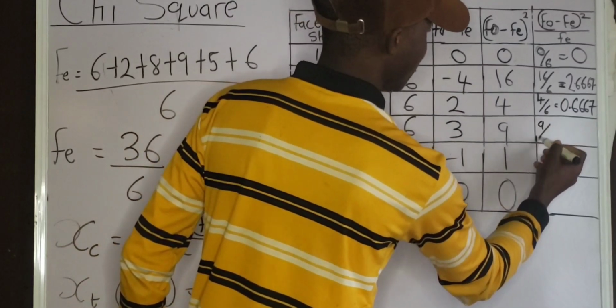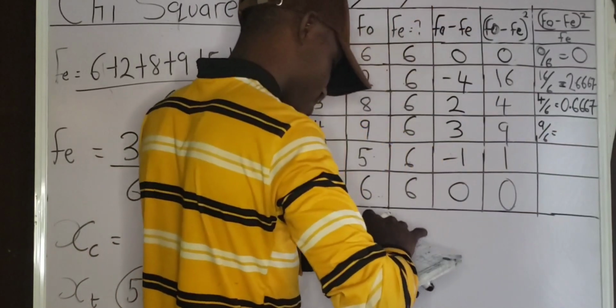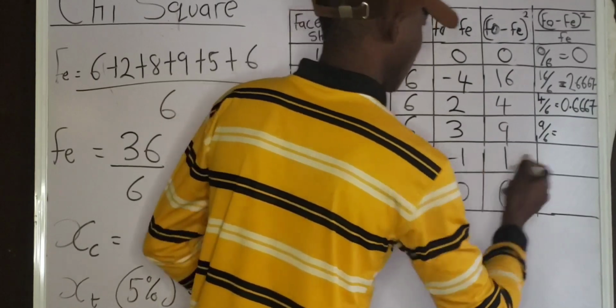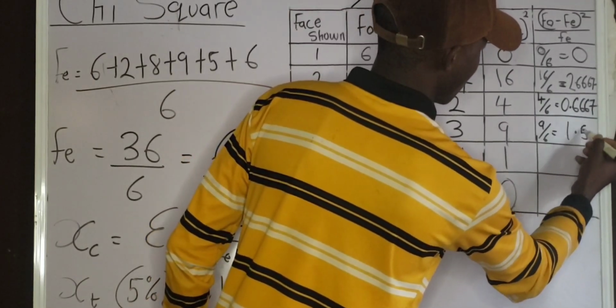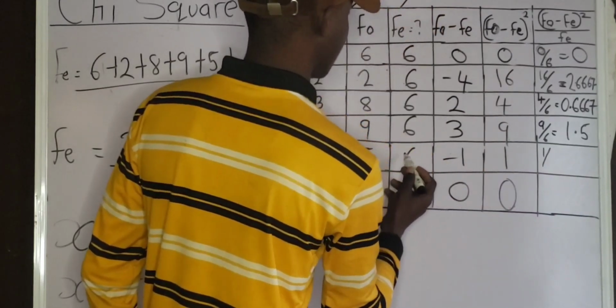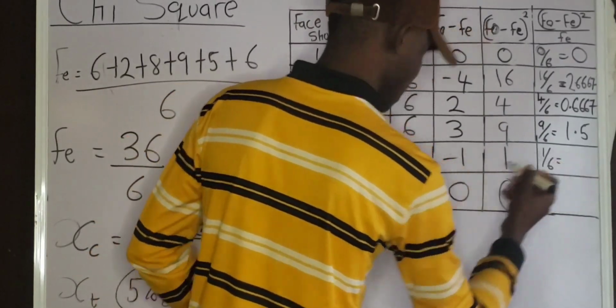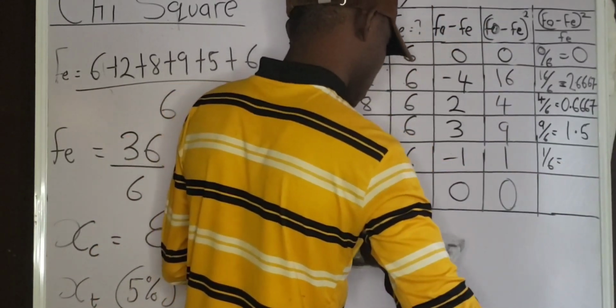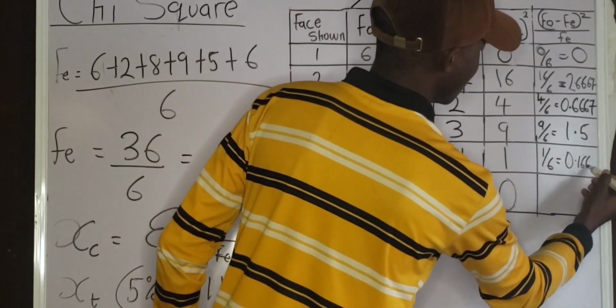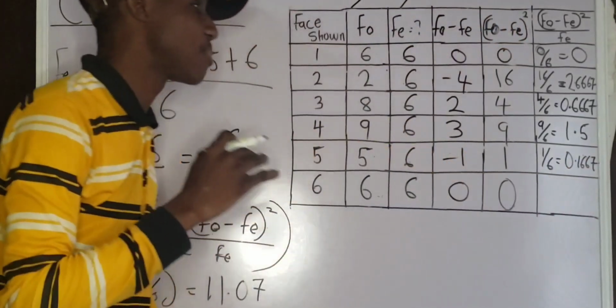9 divided by 6 will give me 1.5. And for these cells, that will be 1 divided by 6. So 1 divided by 6, that is 0.1667. Please, do you understand how I'm getting the answer?